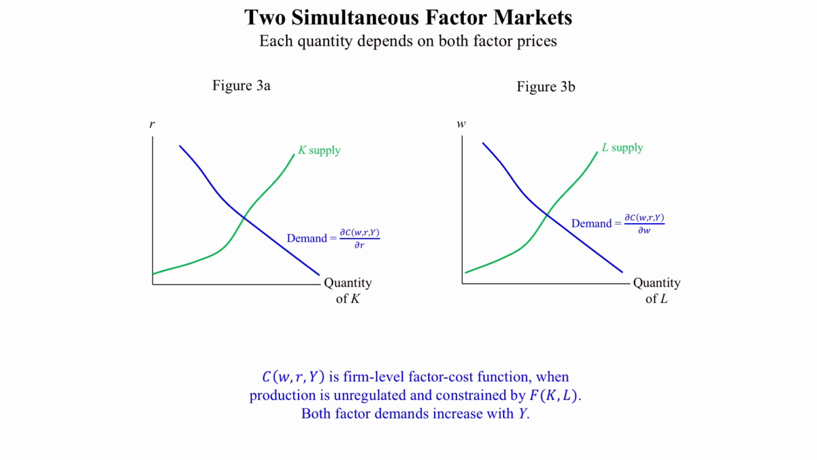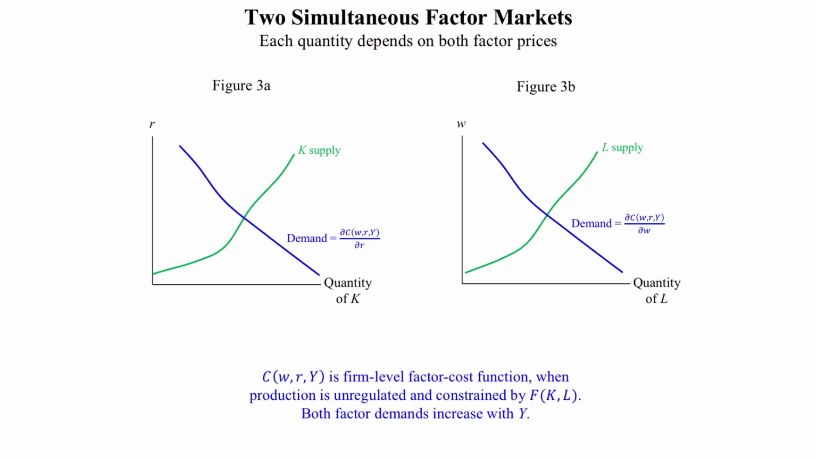Here I'm showing the factor market. So I was showing Y on the horizontal axis before. Now I'm showing either K or L, and I'm showing them side by side. The blue curves are the derived demands that Murphy was looking at on Monday. Both are coming from the same cost minimization problem. And the green ones are the upward sloping supplies that I alluded to a minute ago.